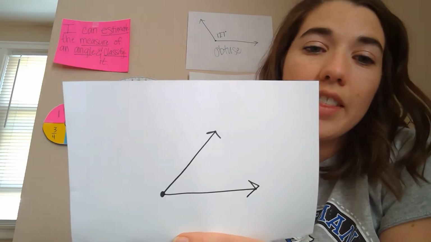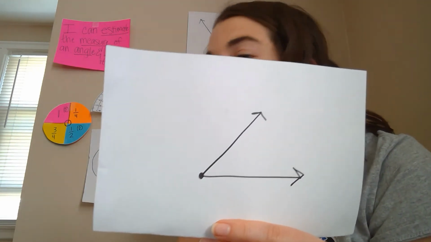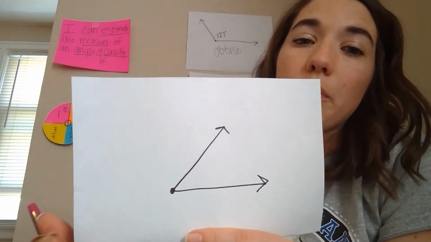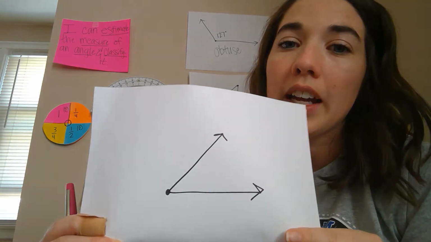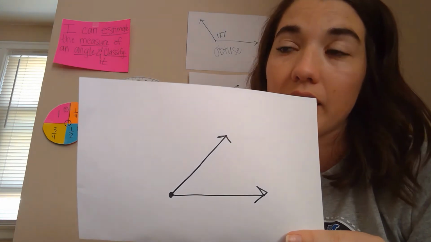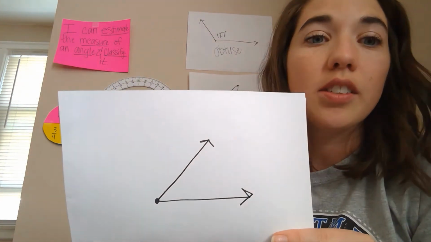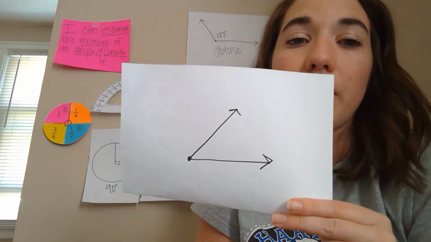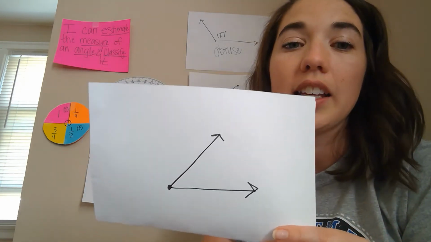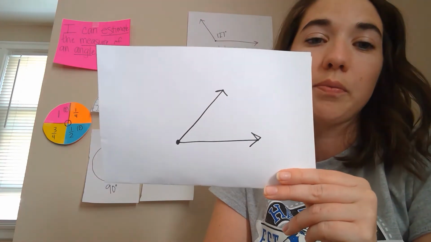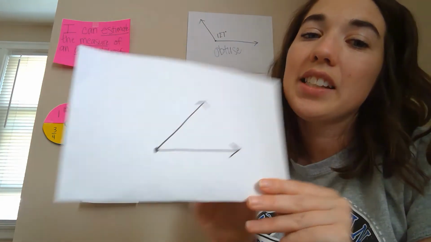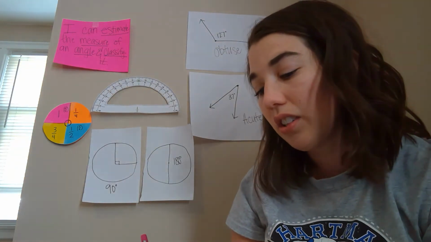Let's look at this first example for us to start thinking about. So, remember, I have to estimate a measure and I have to classify this. It might be easier, since we have classified before, to classify it first. So I want you to think in your head, is this acute, right, straight, or obtuse? And when I look at this, I notice that it is acute.